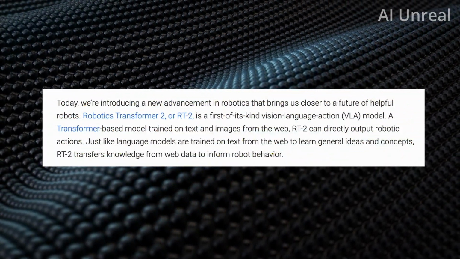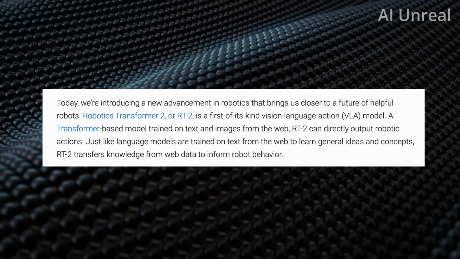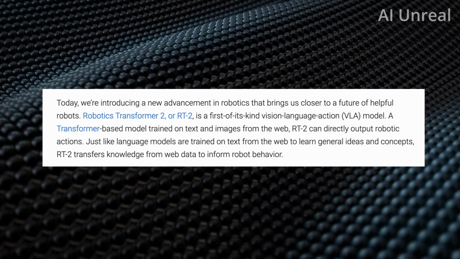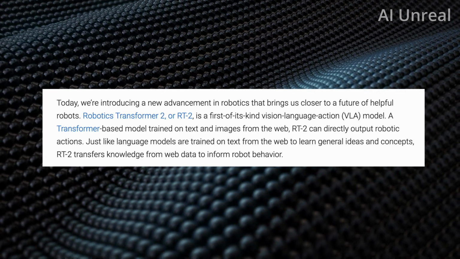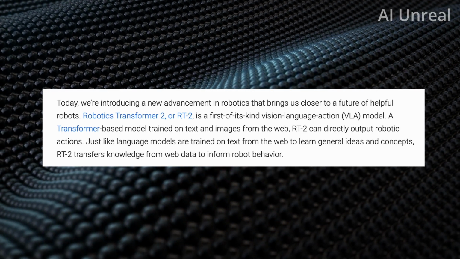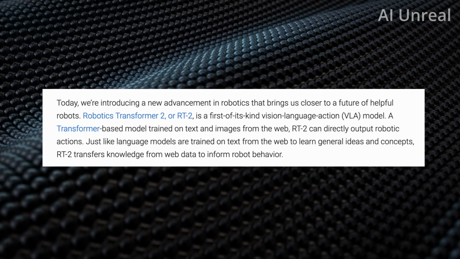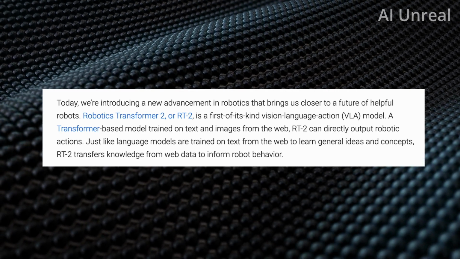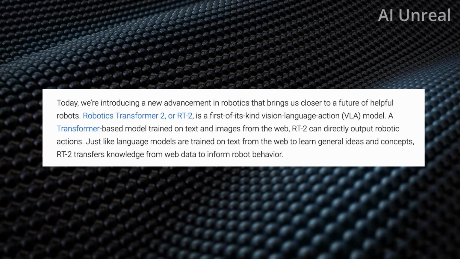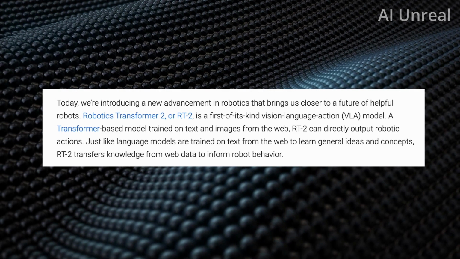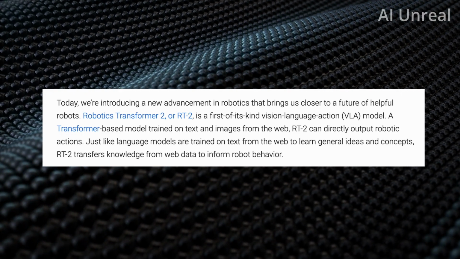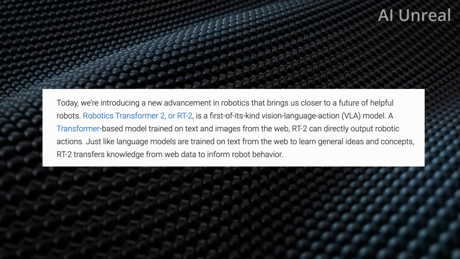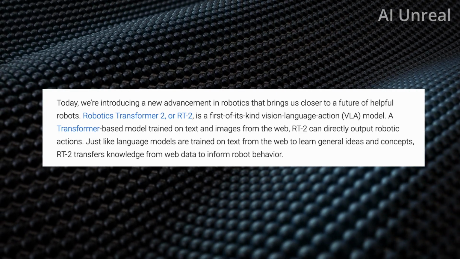So let's go back to the basics, the Vision Language Action Model. Essentially it is trained on text and images from the web, so RT-2 can directly output robotic actions. In short, based off of Google's words, RT-2 can speak robots. Now, I'm not too familiar with many people that can speak robots, but from the examples they've shown, it looks like their current version can do quite well.